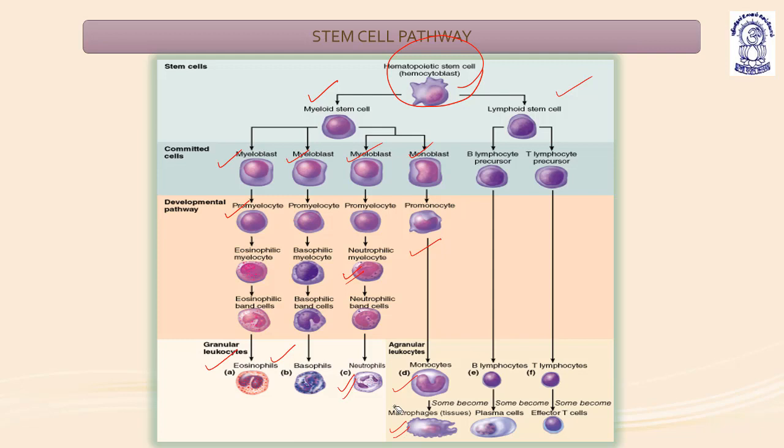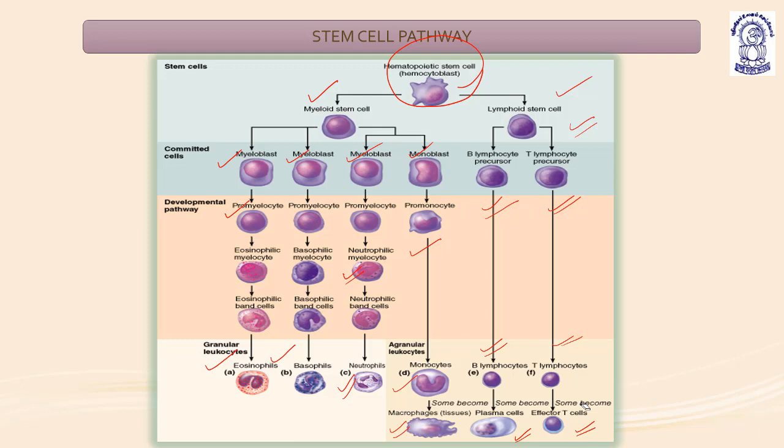Is it clear? Now, coming to the next, lymphoid stem cells form B lymphocyte and T lymphocyte precursors. They form B lymphocytes and T lymphocytes respectively. B lymphocytes also differentiate to form plasma cells and memory cells. And T lymphocytes form effector T cells, helper T cells, and like that. Okay. So this is the stem cell pathway.